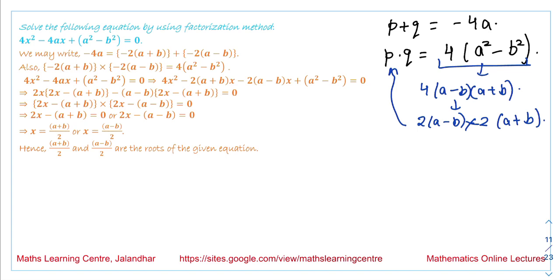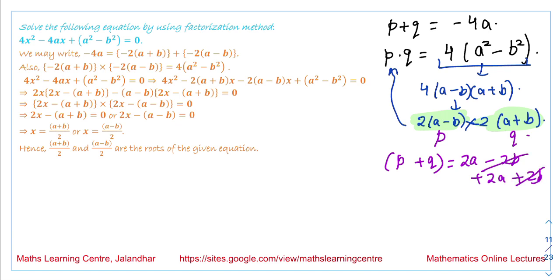So if we look at these two values, if P is this value and Q is this value, what is the value of P plus Q? It is 2a minus 2b plus 2a plus 2b. These two get cancelled and the answer we get is 4a.